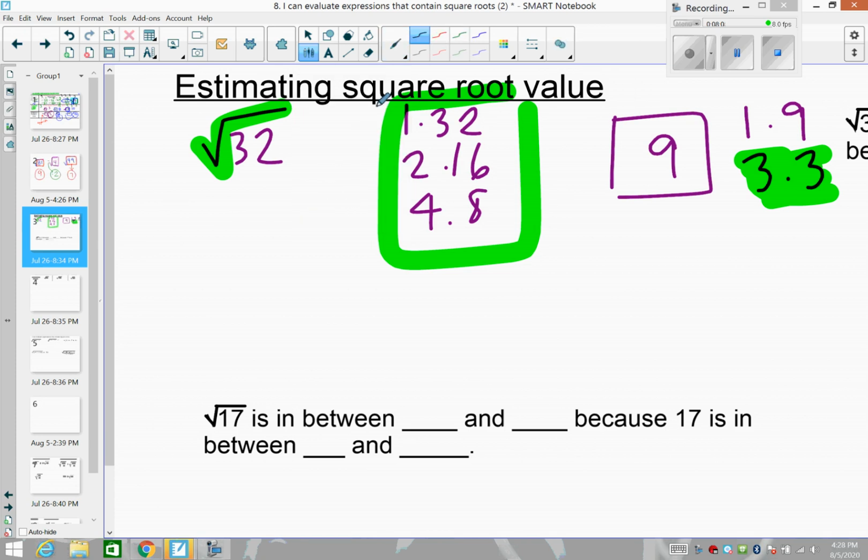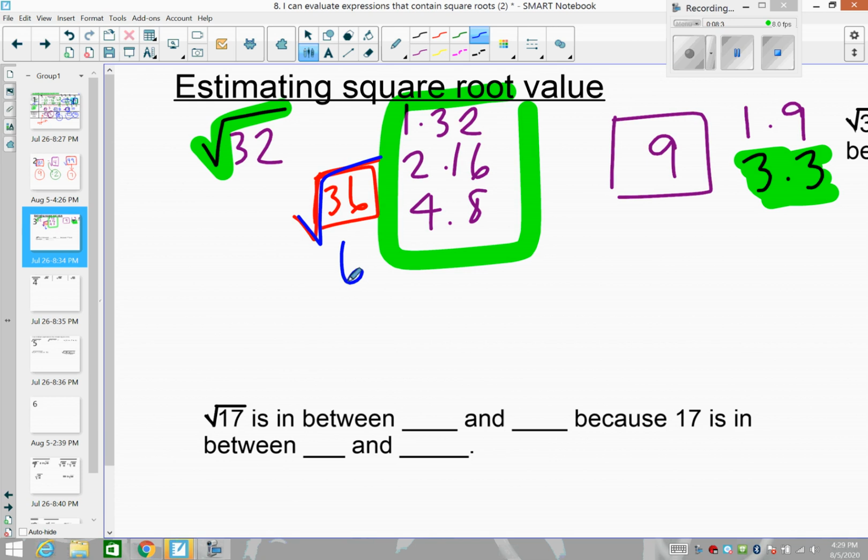So how do I estimate the answer when it's not perfect? It means my answer would never be perfect. So what we're going to do then is we're going to figure out what it's close to. So what are some squares that are close to 32 that are squares? Well, the square of 36 is close to 32. And I know if I take the square root of that, I get 6 because the square root of 36 is 6.